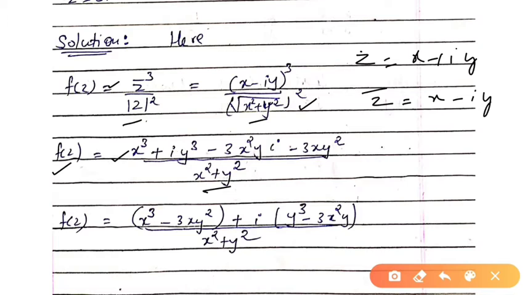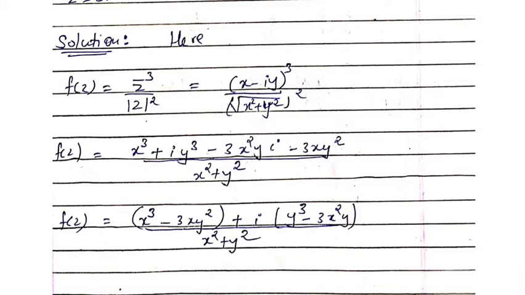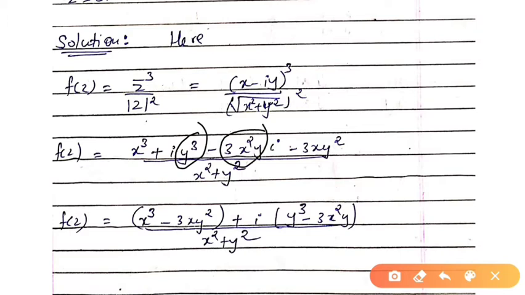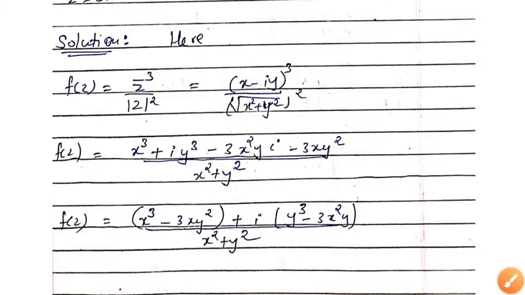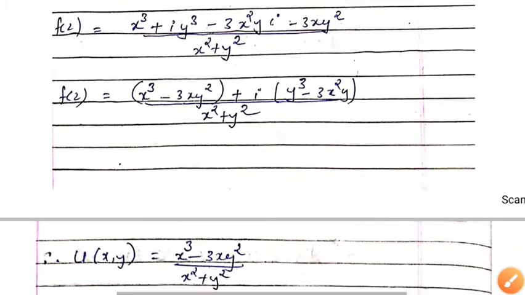Now in the numerator portion, we will take real and imaginary parts together. The real part is x cube minus 3x y square, and the imaginary part, taking i common, is y cube minus 3x square y, and the denominator part will be as it is, x square plus y square.